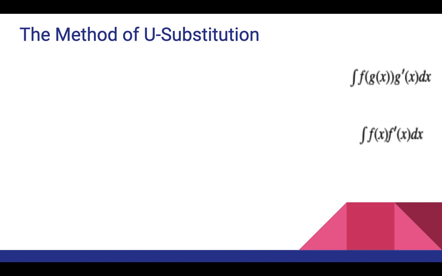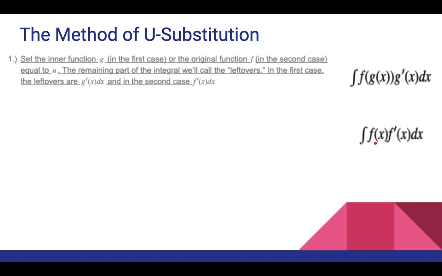Okay, so the method of u substitution. Let's say I have these two integrals right here, okay? The integral of f of g of x times the derivative of g of x, and the integral of f of x times the derivative of f, okay? So in the first case, we're going to set g of x, our inner function, equal to u, just as we do with the chain rule, okay? In the second case, we're going to set f equal to u.